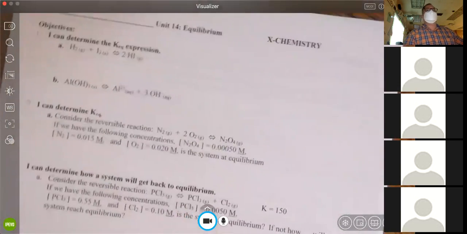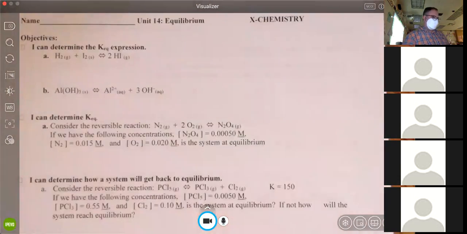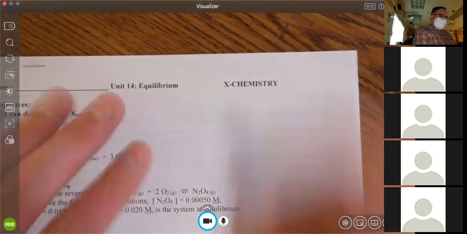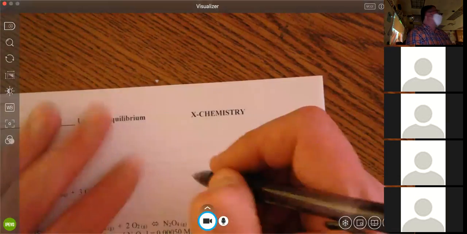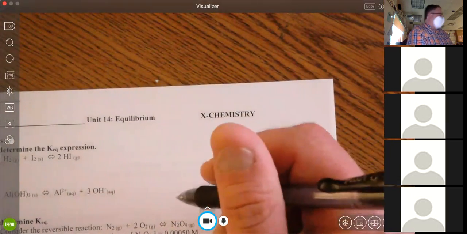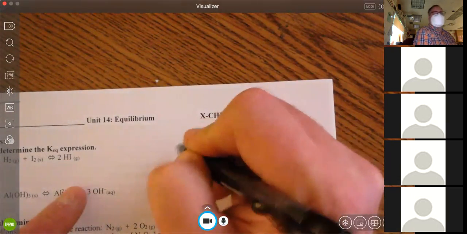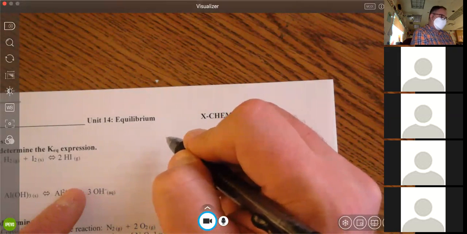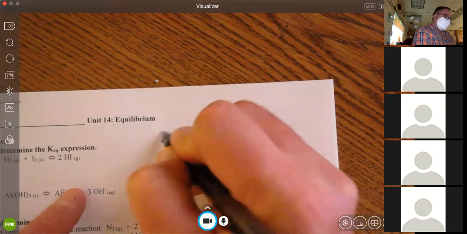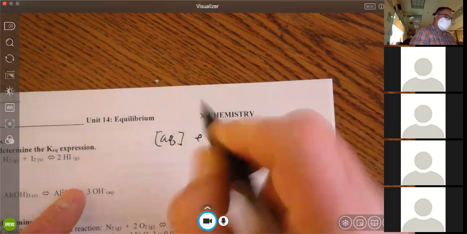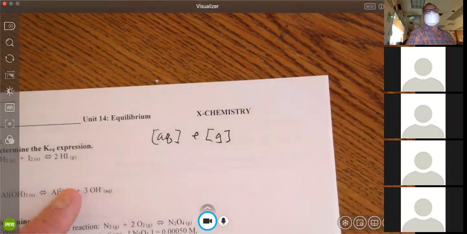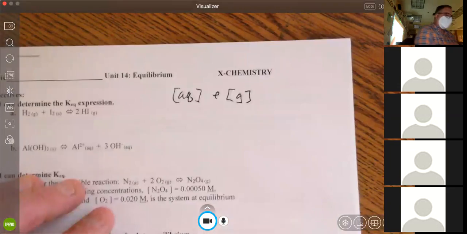So if we take a look here, states of matter, right? Gas, solids, gas. Let's keep that in mind. What things have concentrations? Solutions. What is the state of matter for solutions? Aqueous. So that has concentrations like moles per liter. And gases have concentrations like moles per liter.